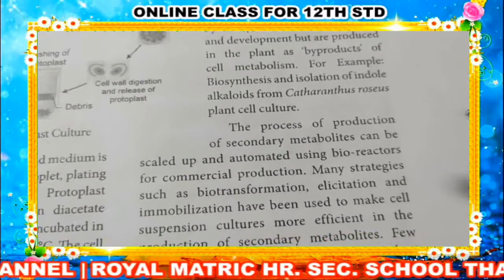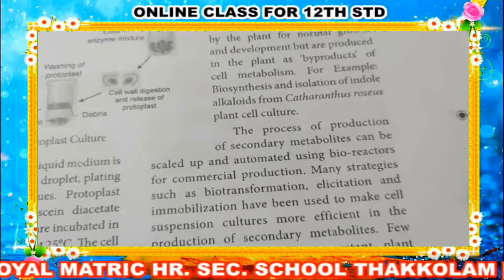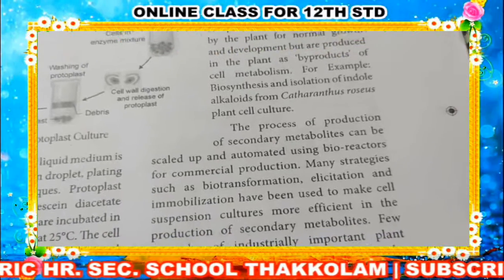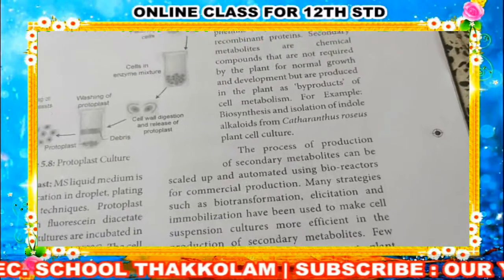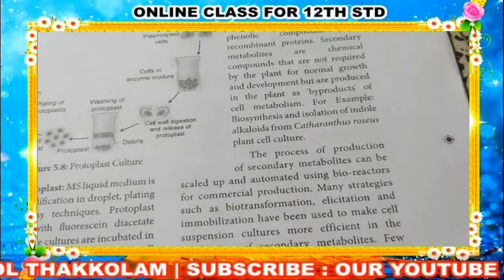So to produce the secondary metabolites, the strategies used are biotransformation, elicitation, and immobilization, which have been used to make the cell suspension, and that is used in the production of secondary metabolites. They are automated using bioreactors.